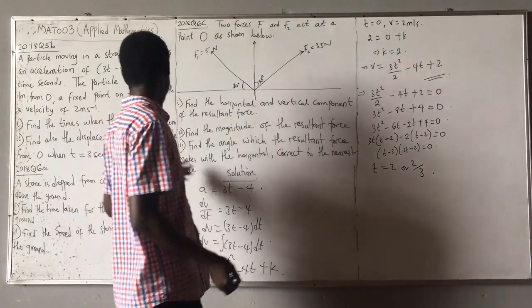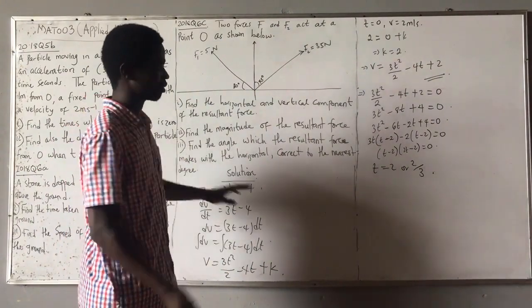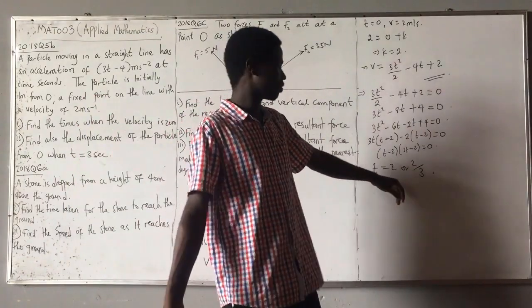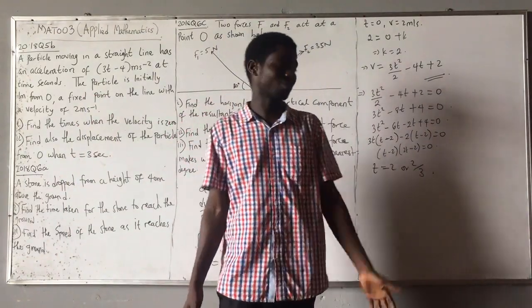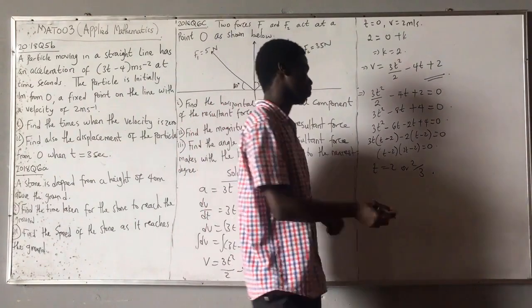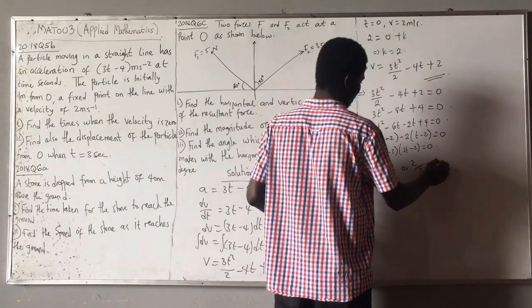So that means when the velocity is 0, find the time. So this is when t equal to 2 seconds or when t equal to 2 over 3 seconds, the velocity is 0. Remember to put the unit though.